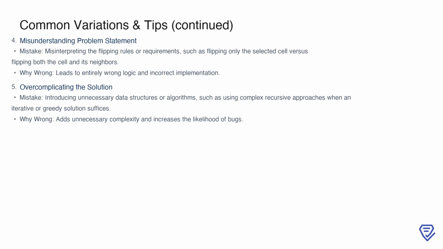Additionally, overcomplicating the solution is a common issue. For example, introducing unnecessary data structures or using a complex recursive approach when a simpler iterative or greedy solution would suffice. This not only adds complexity but also increases the likelihood of bugs, making the solution harder to debug and maintain. It's important to keep your implementation as straightforward as possible while meeting the problem's requirements.